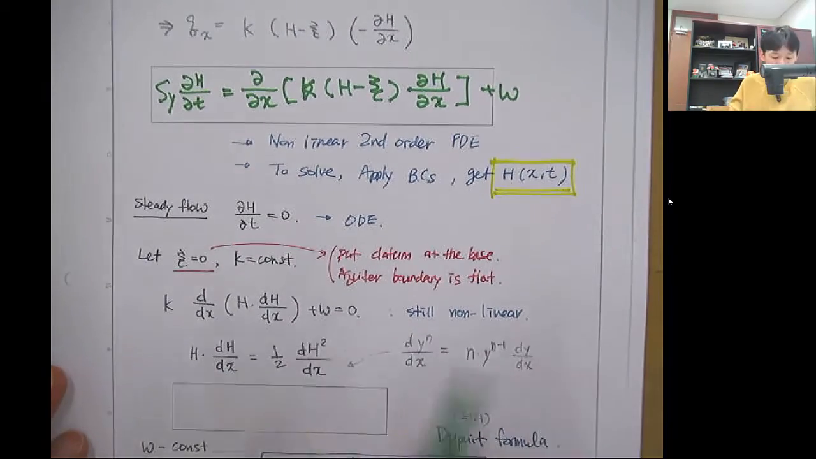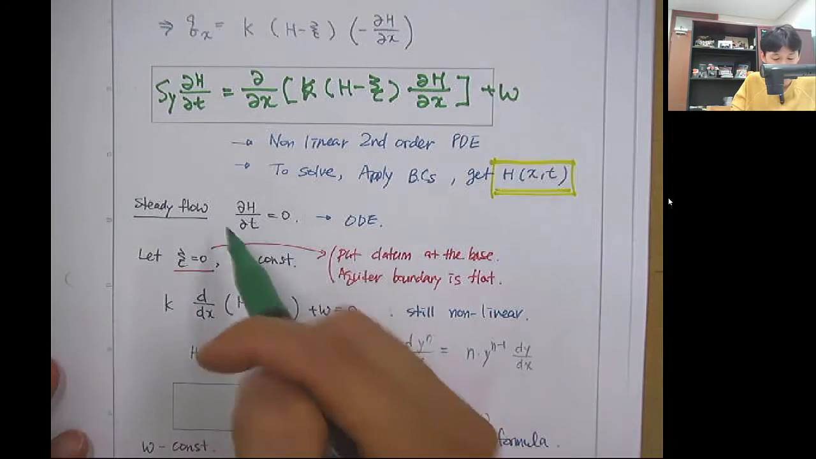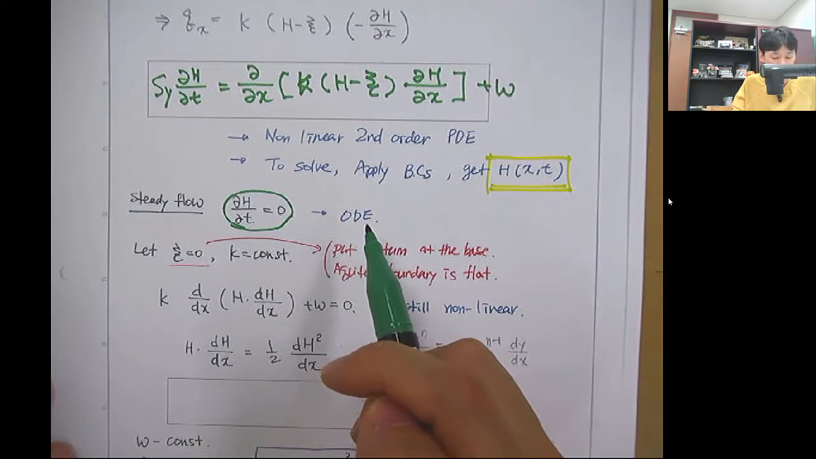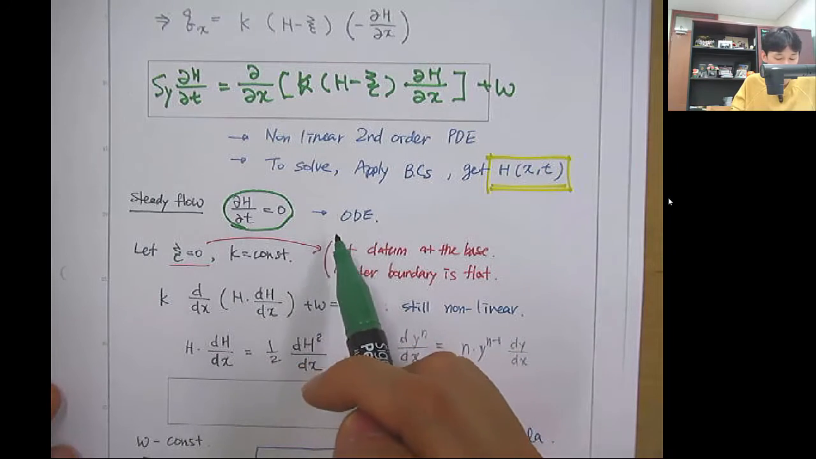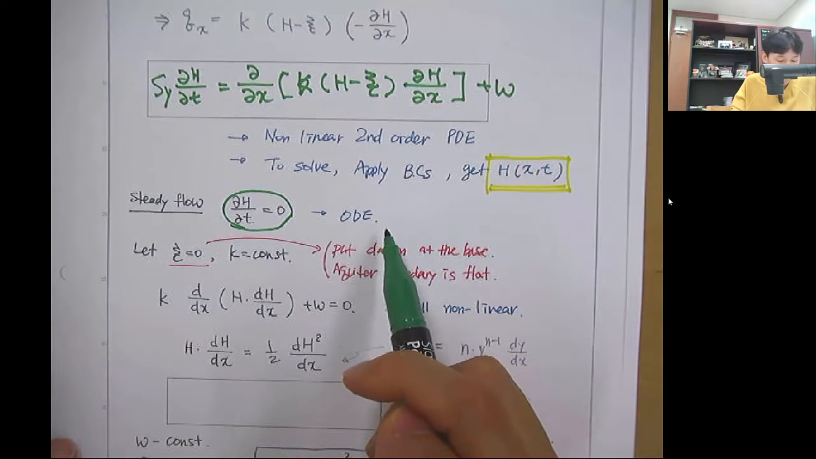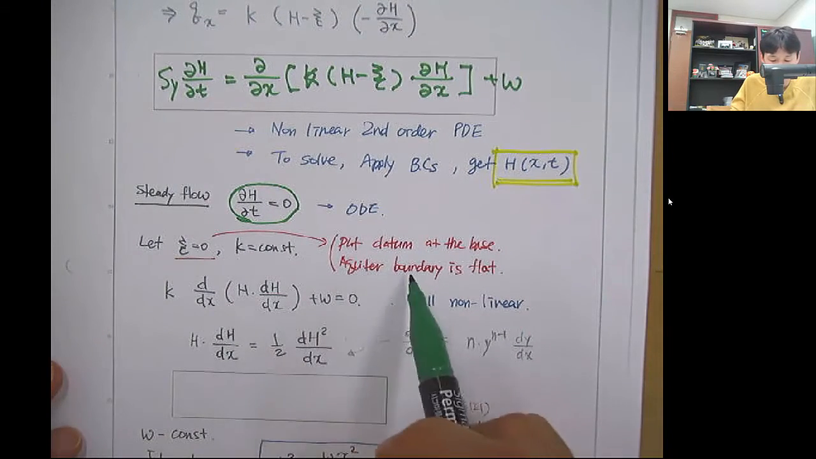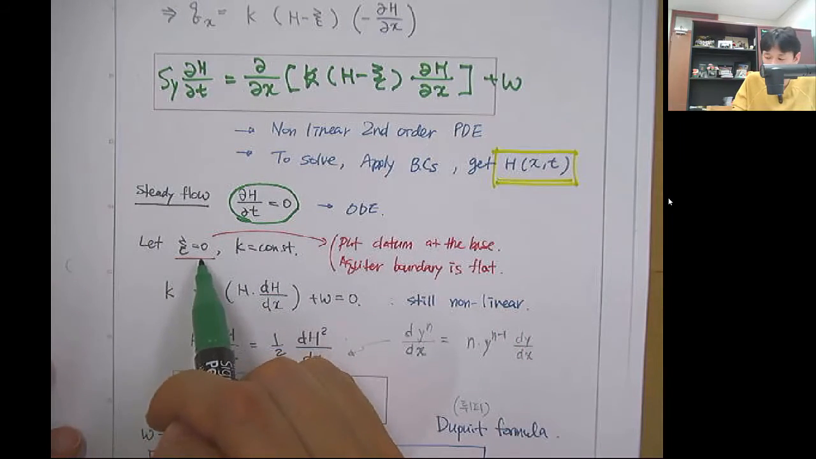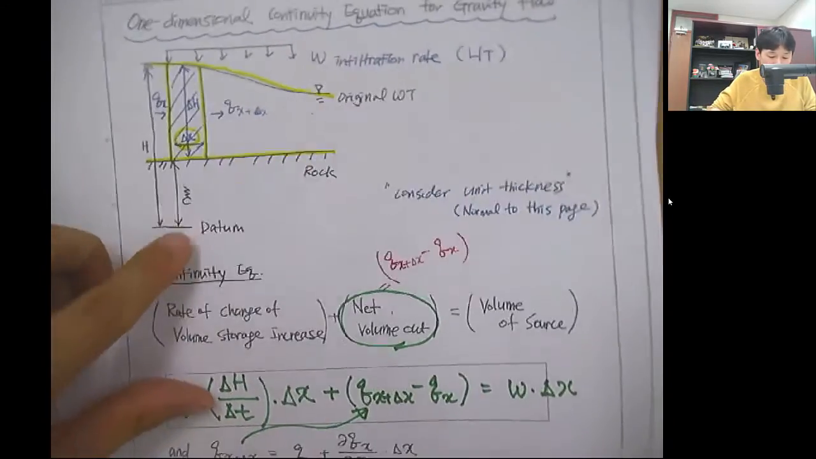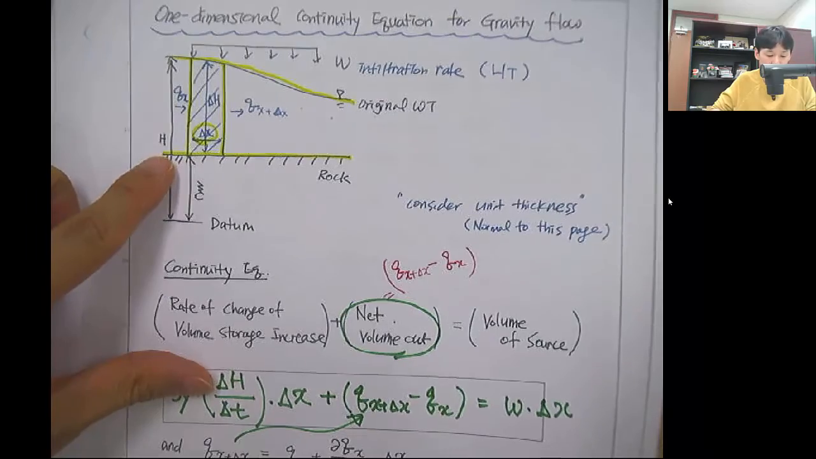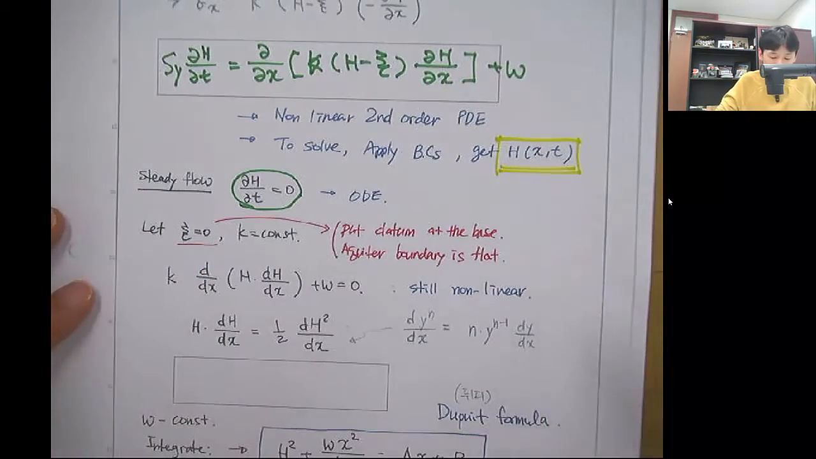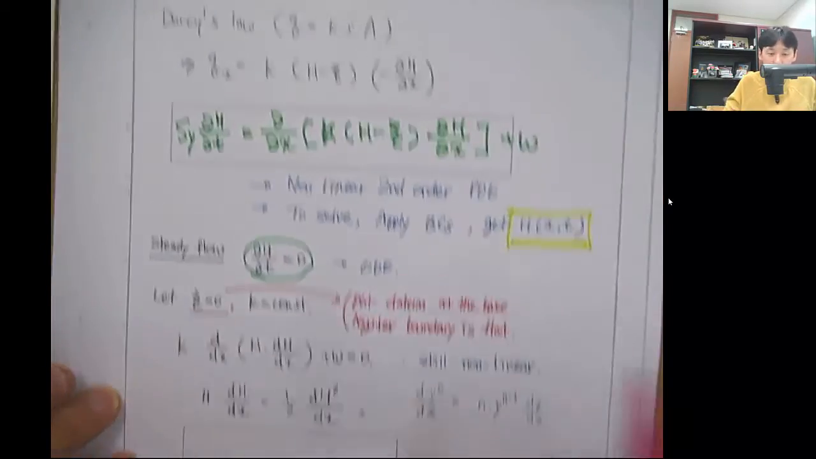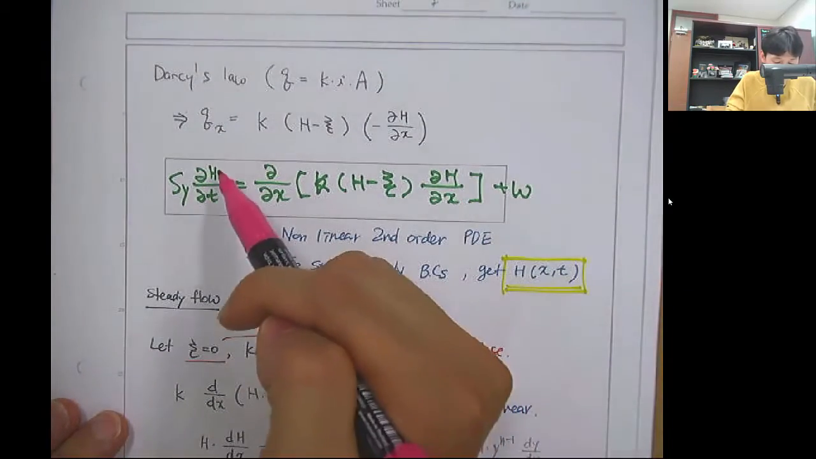So then let's assume steady state or steady flow. So ∂h over ∂t is 0, because h is constant over time. Then the equation becomes an ordinary differential equation, ODE. And let's assume that the aquifer boundary is flat, and also put the datum at the base, then this eta becomes 0 because the datum is now at the base of the aquifer. And K is constant, which is the hydraulic conductivity of the aquifer. So then that equation becomes simpler, so this becomes 0.